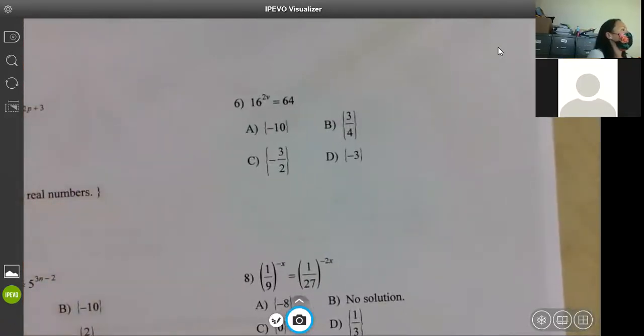Number 6. I'm looking at the, good gracious, y'all. I don't know what I'm going to do tomorrow when I don't have a day off. Is everybody good? We got it this time.